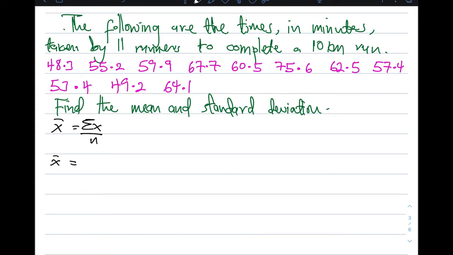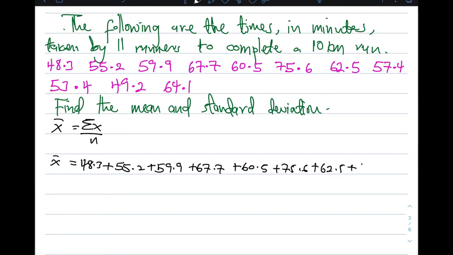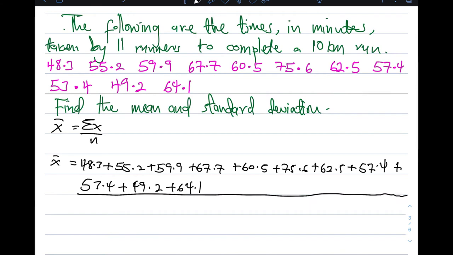So we have 48.3 plus 55.2 plus 59.9 plus 67.7 plus 60.5 plus 75.6 plus 62.5 plus 57.4 plus 53.4 plus 49.2 plus 64.1. Okay, everything here we are going to divide by 11.